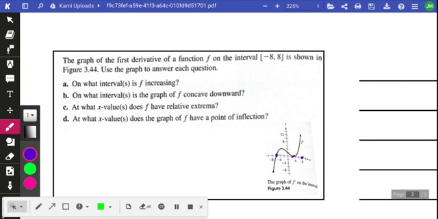Okay, so on what values is f increasing? It is increasing from, what is that, negative, would that be negative 6? All the way to 3?